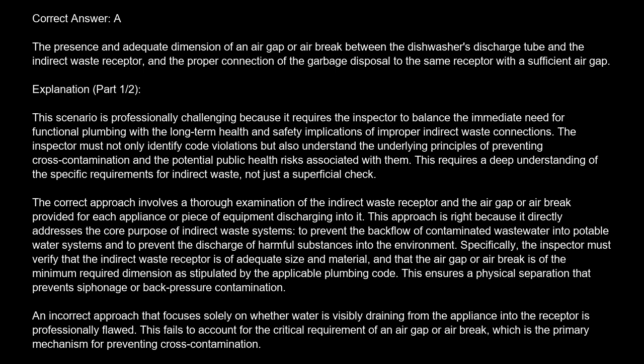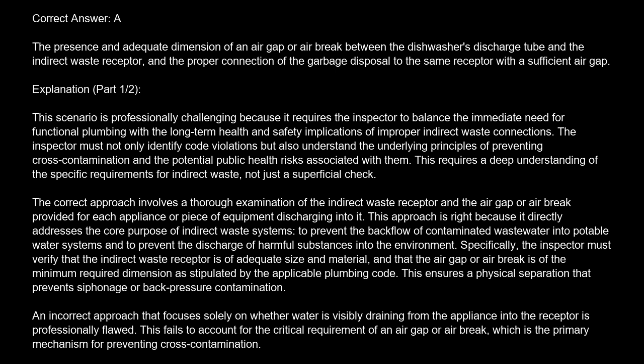Explanation. This scenario is professionally challenging because it requires the inspector to balance the immediate need for functional plumbing with the long-term health and safety implications of improper indirect waste connections. The inspector must not only identify code violations, but also understand the underlying principles of preventing cross-contamination and the potential public health risks associated with them. This requires a deep understanding of the specific requirements for indirect waste, not just a superficial check.